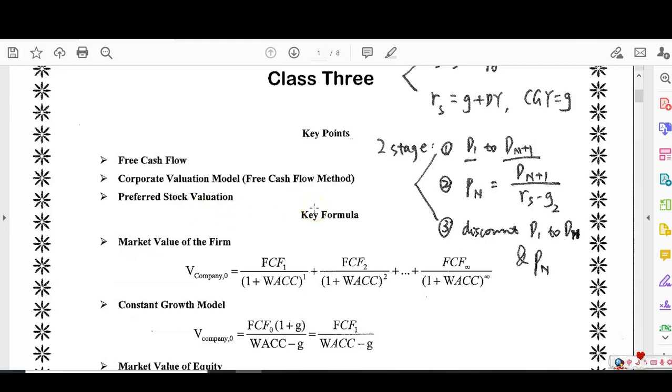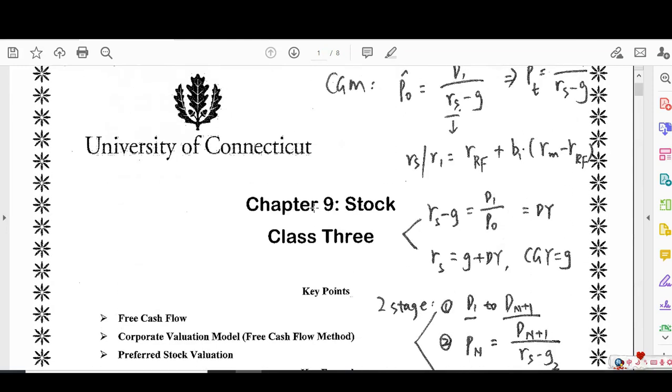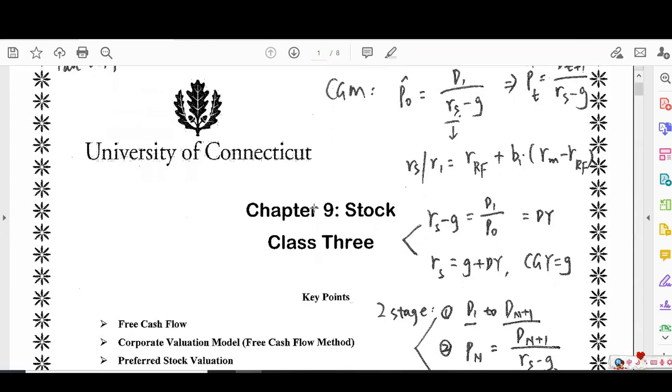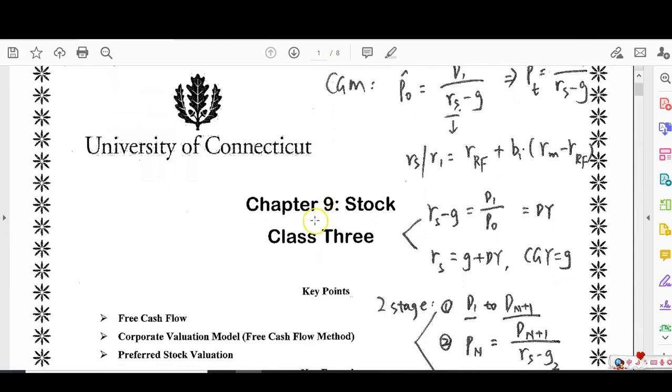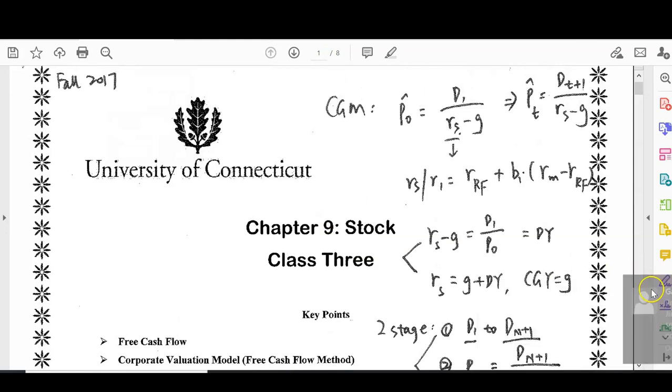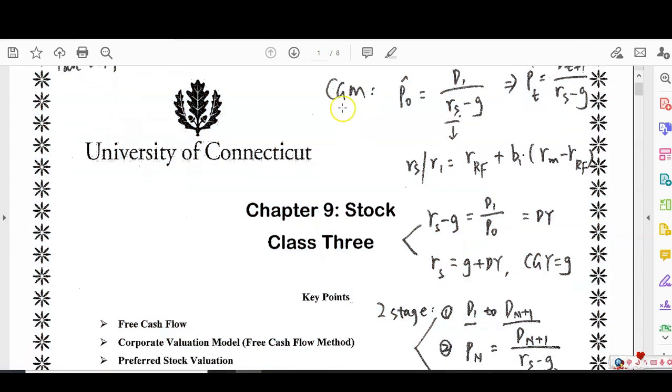Okay, before we talk more about these new models, let's do a quick review on what we have learned in the first two classes in Chapter 9. In Chapter 9, Class 1, we have the constant growth model of the dividend discount model.